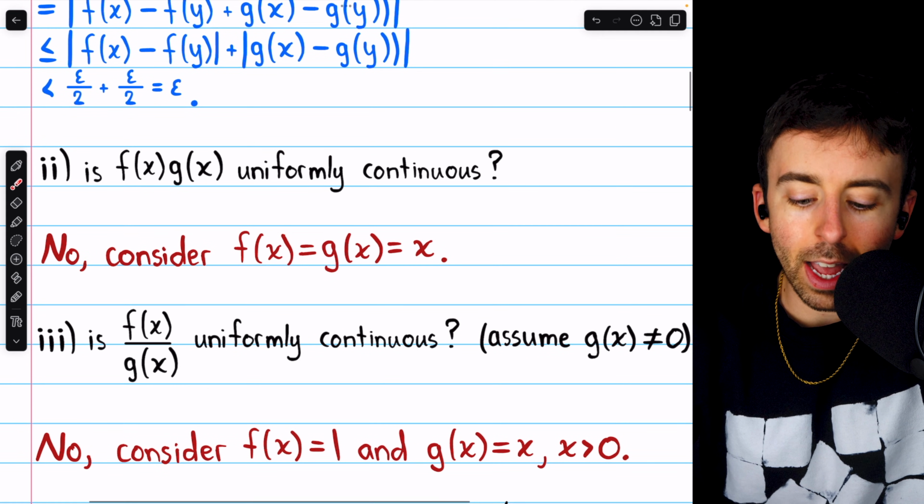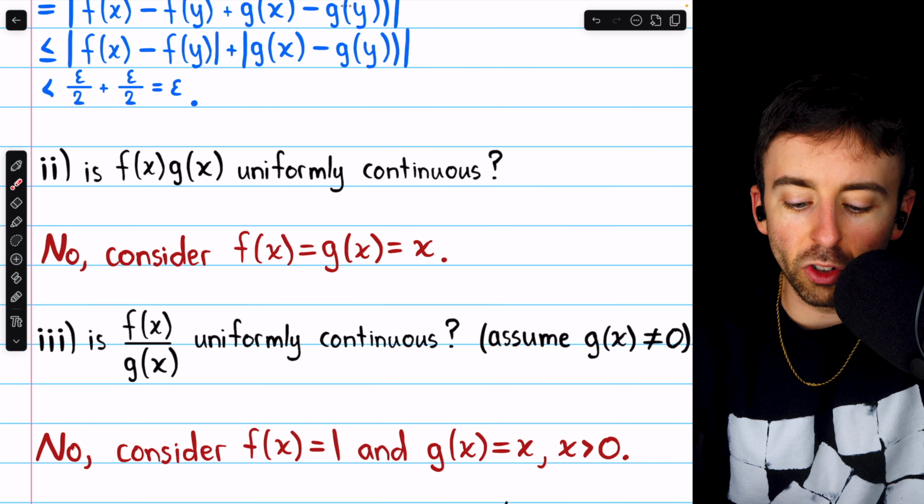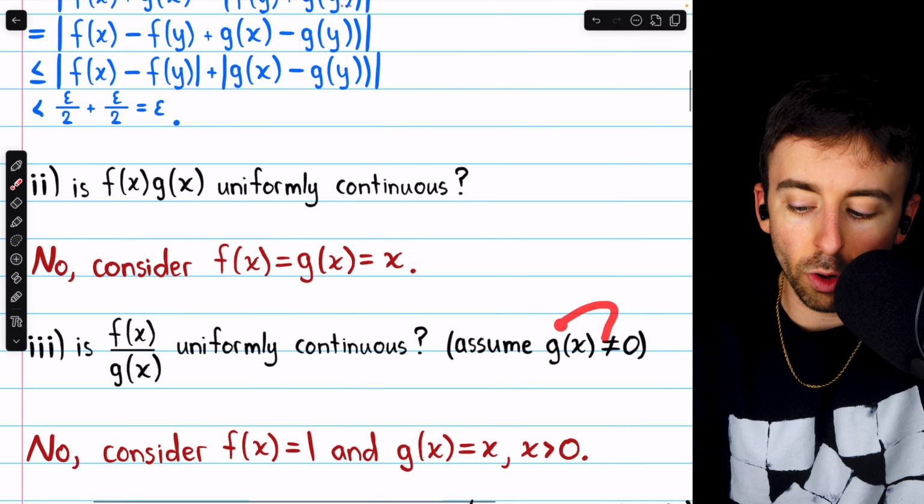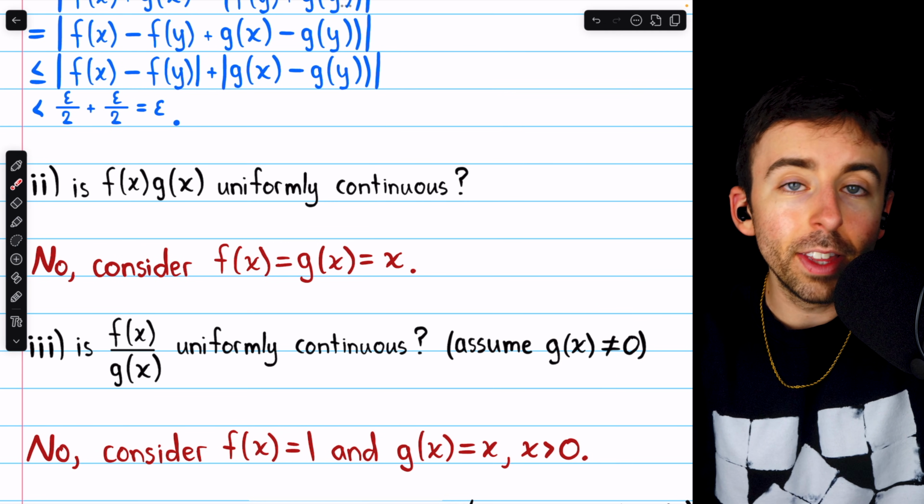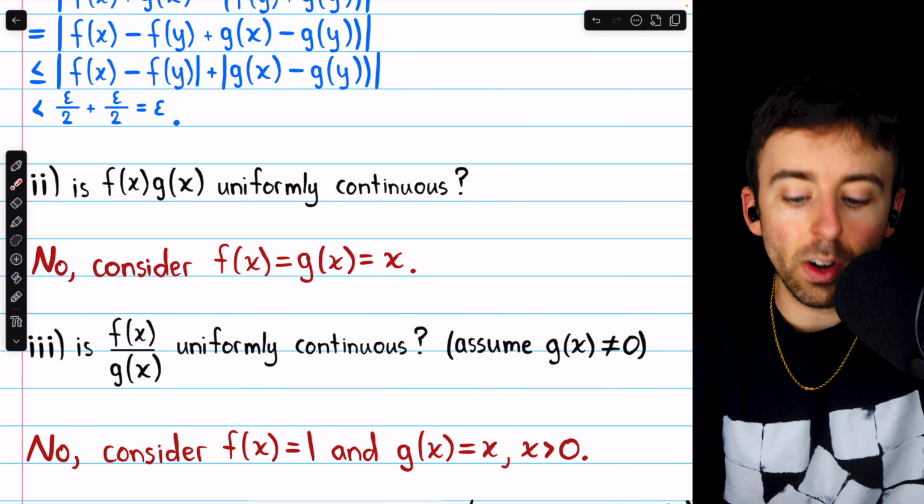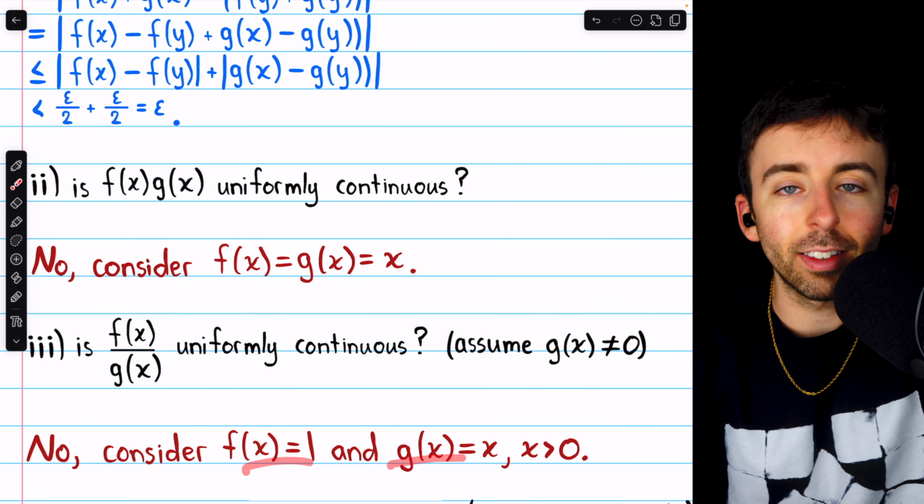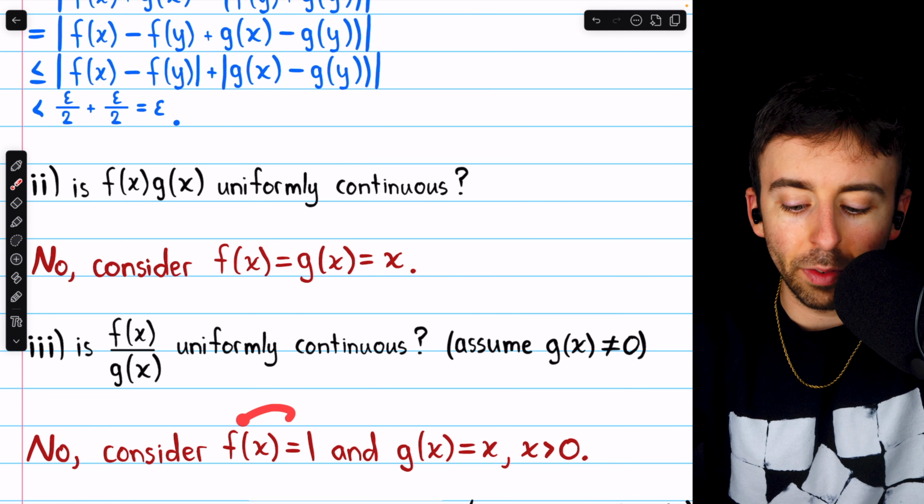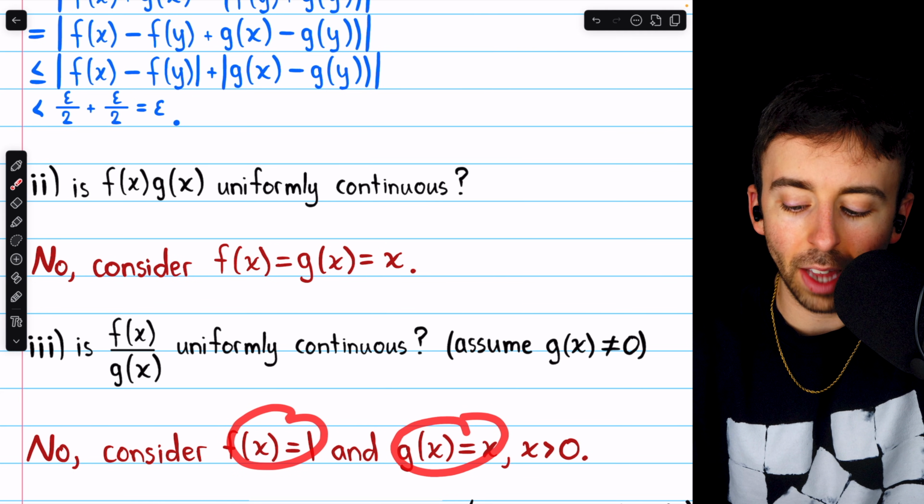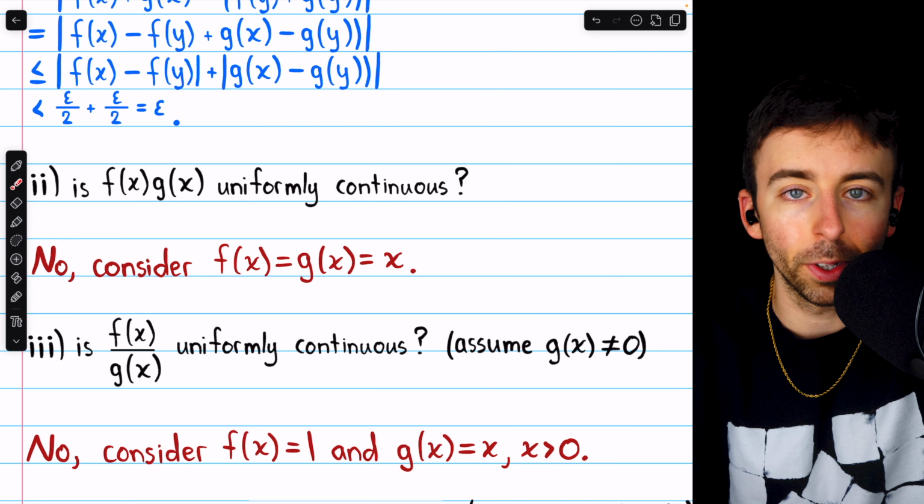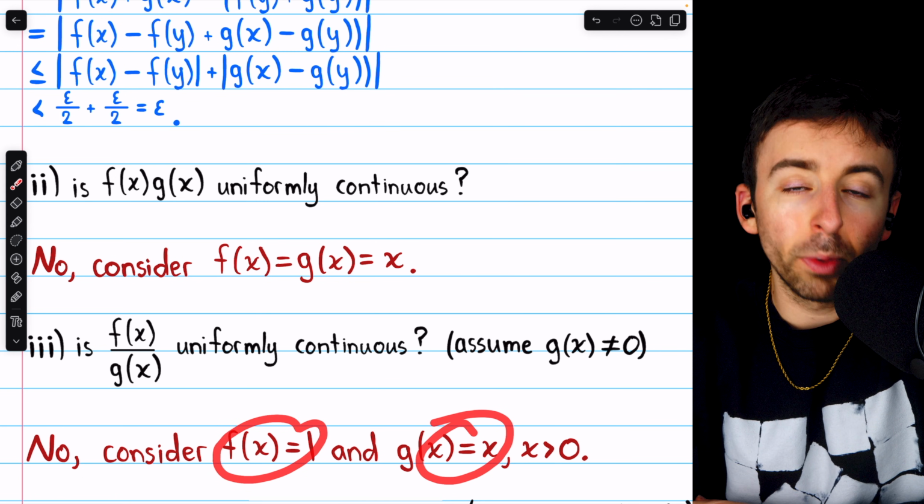Here's part 3, is the quotient f of x over g of x uniformly continuous? Assuming that g of x is non-zero, the answer is no, and again, we can define f and g to get a simple counterexample. Consider f of x equals 1 and g of x equals x, where x is a positive real number. 1 and x are both just straight lines.